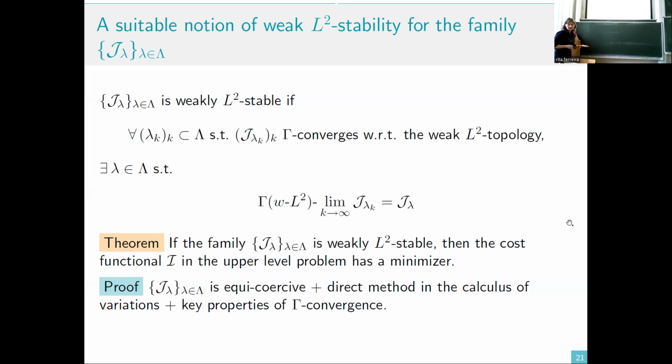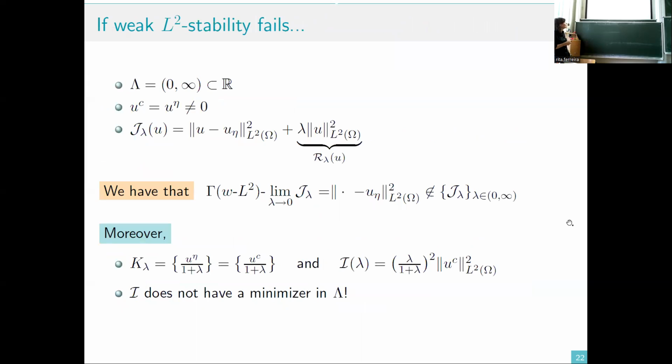Now you may ask, well, if the family is not weakly stable, can things go wrong? Yes, they can. So this is also a necessary condition. Here, this is a very simple example. It's a toy model, but just to exemplify that from the mathematical point of view, if it's not weakly stable, then the cost functional may not have a solution in the range.